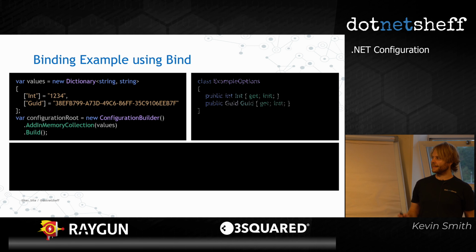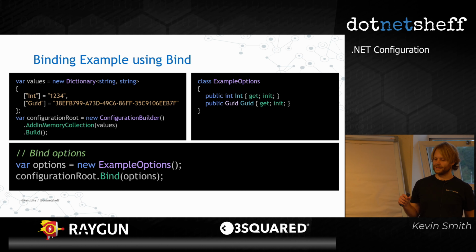We can also use a thing called bind as well. So what we can do is create an object, just any old object. You can set some of its properties itself, and then we can call bind, and this will inject the current configuration onto that options object as well. So it'll go through all the properties. Say, have I got an int? Yes, I'll copy that across. Have I got a GUID? I'll copy that across.